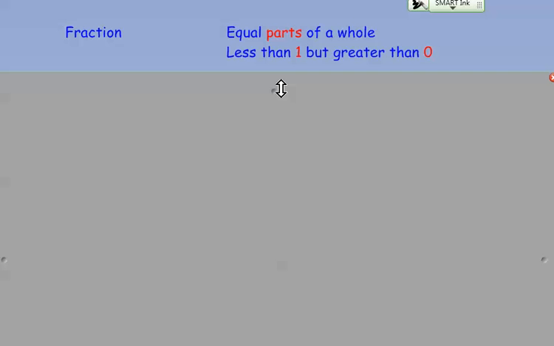A fraction shows equal parts of a whole. Fractions are less than 1, but they're greater than 0. So we're taking a whole number and we're cutting it down into equal parts. That's what a fraction is. They all have to be equal.